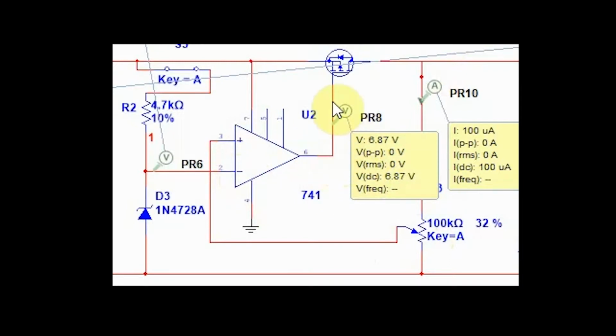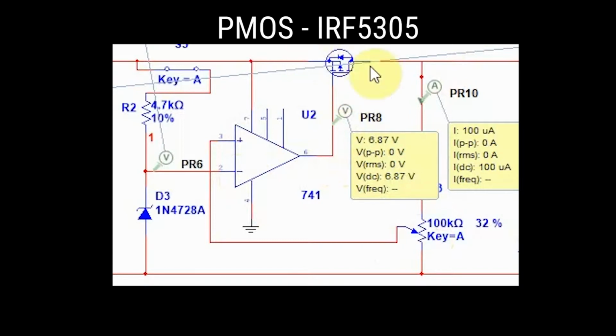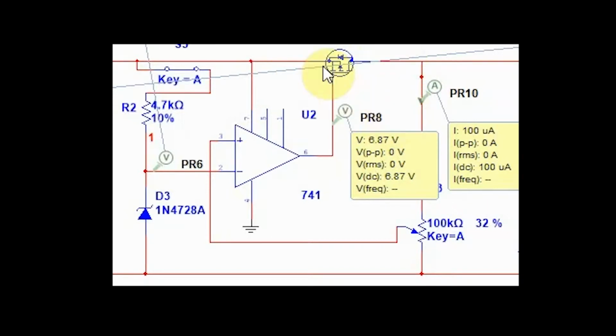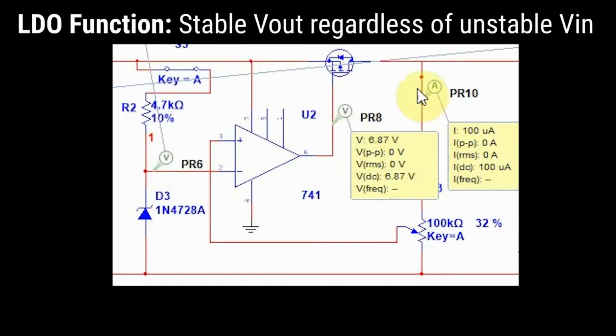But because this is a PMOS, this would cause the PMOS to increase its ability to block the voltage across, and therefore would cause a negative feedback that will bring the voltage back down. So this is the standard operation of an LDO, and through this negative feedback loop, we are able to regulate such that we have a stable output regardless of the input.